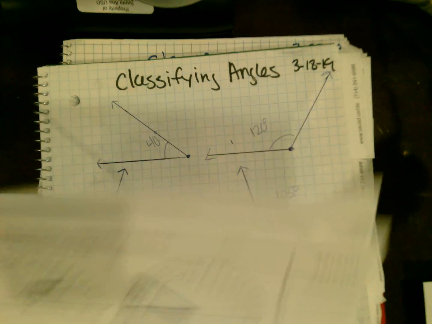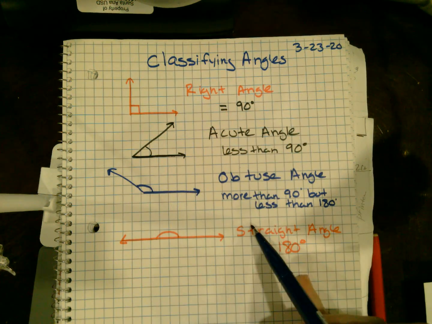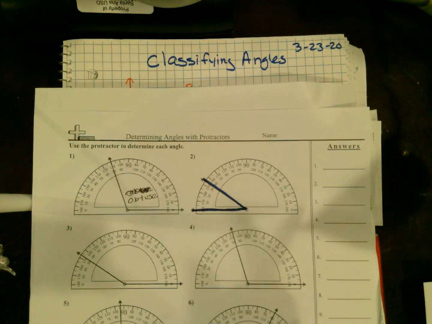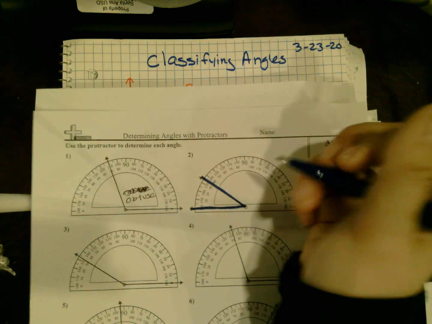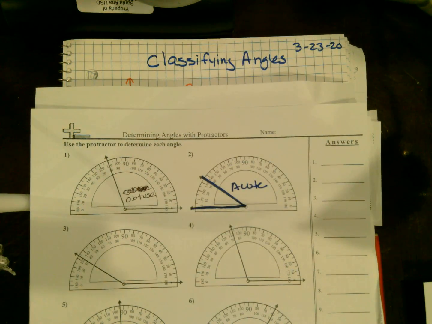This angle. What would you call this angle right there? Remember, our options are right, acute, obtuse, or straight. What would you call this angle? Does it look like 90 degrees? Does it look like less than 90 or more than 90? It looks like less than 90, so we're going to call it acute because it's less than 90 degrees.